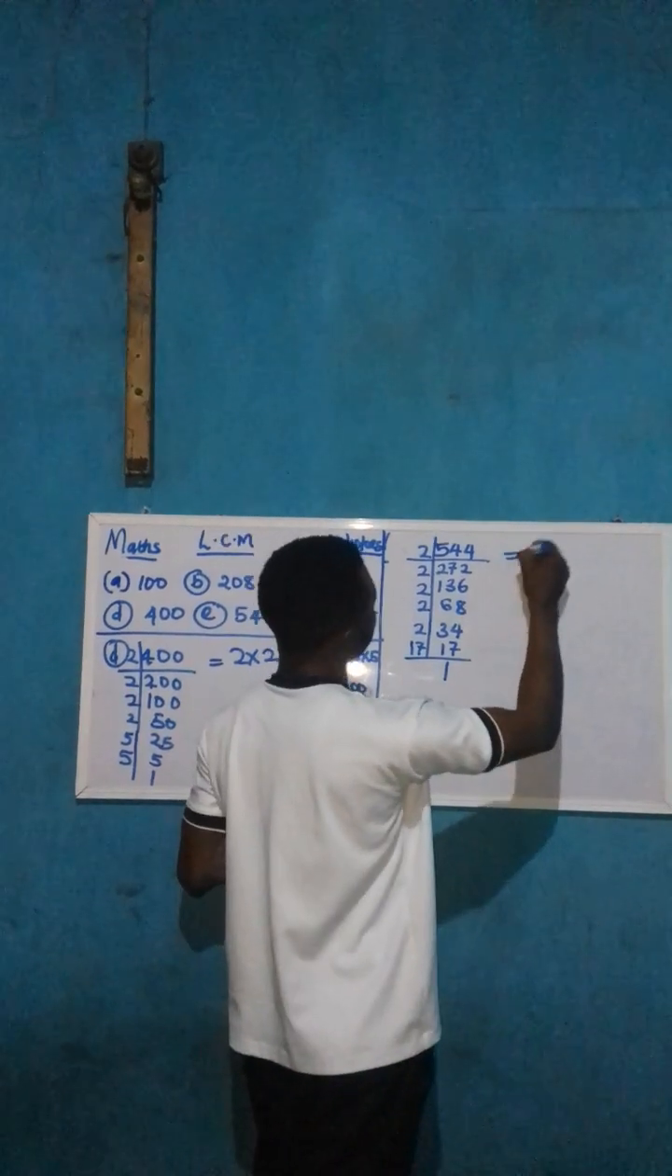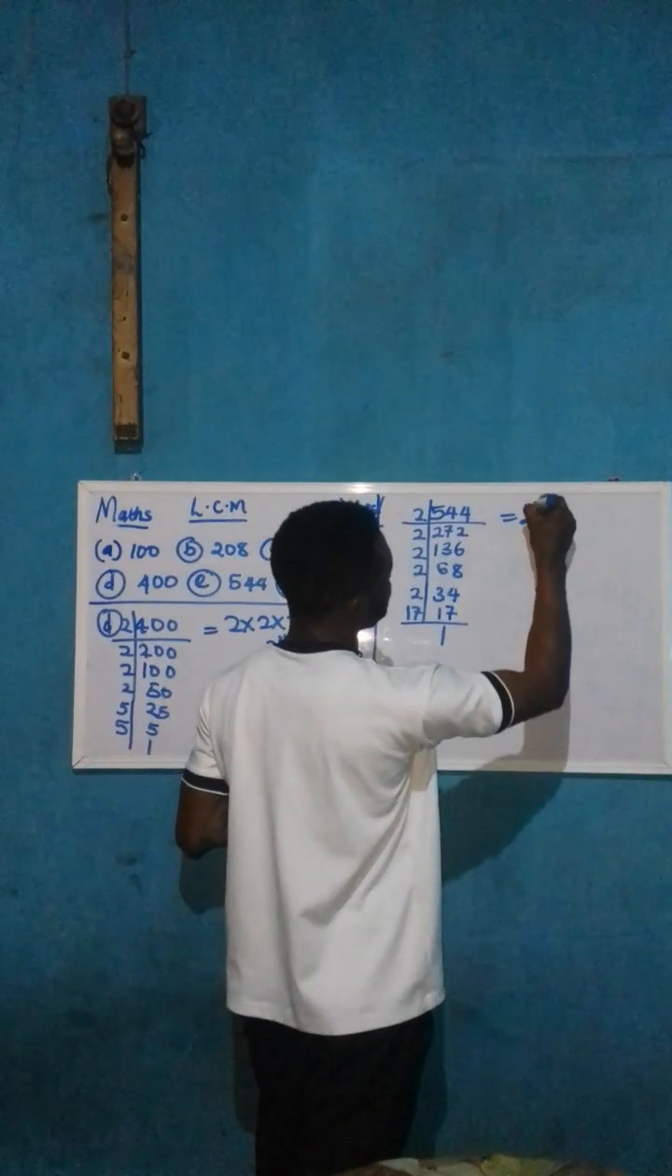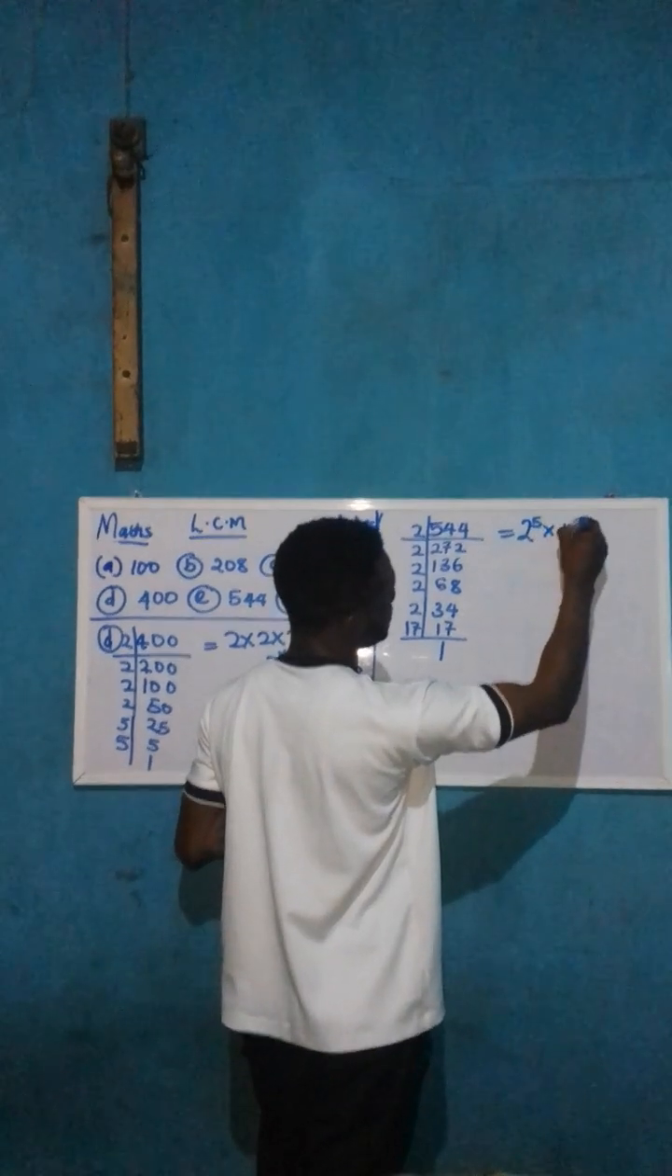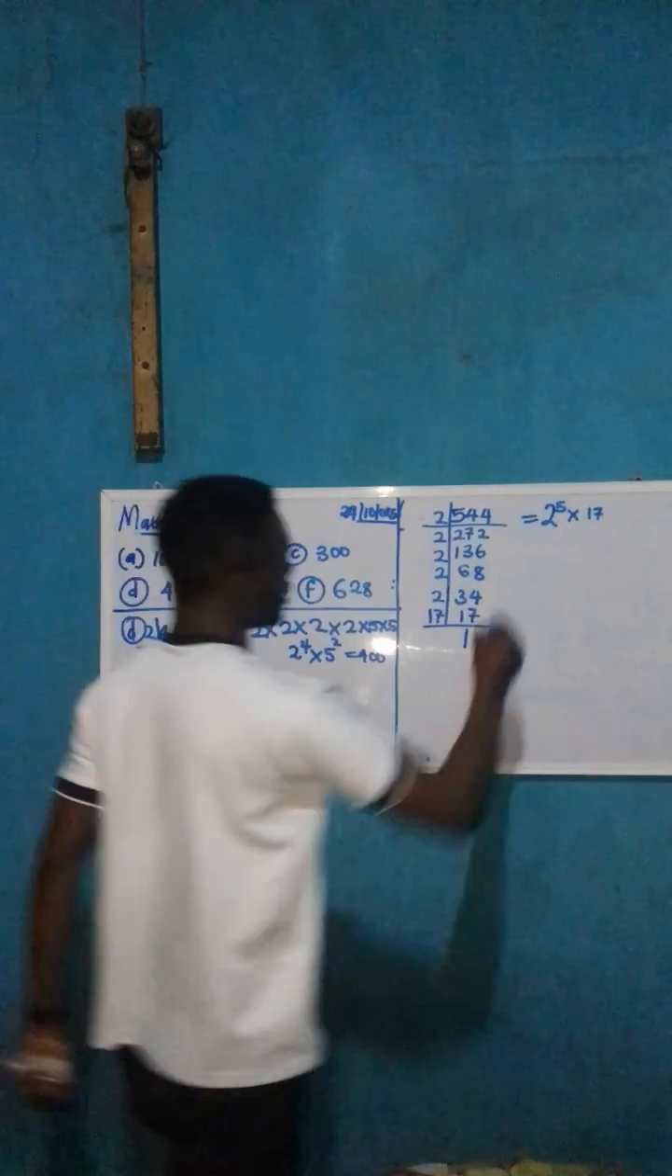So what is the index form? We have 1, 2, 3, 4, 5. So index form we just say 2 raised to the power 5 times 17. You agree with this one? Okay. So we go to the next one.